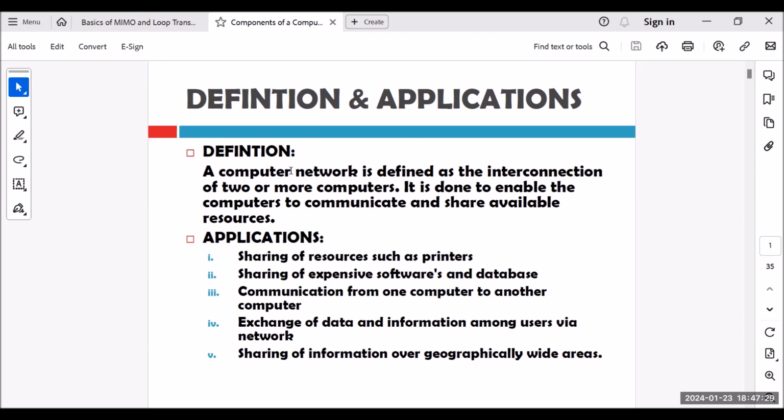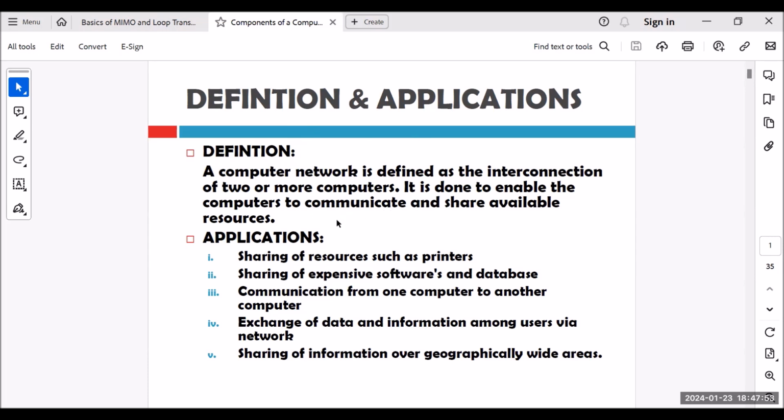So, definition: a computer network is defined as the interconnection of two or more computers, right? So we have a computer and then we have another computer, and we have some kind of interconnection between at least two or more computers, right? So that basically is a computer network. It is done to enable the computers to communicate and share available resources.